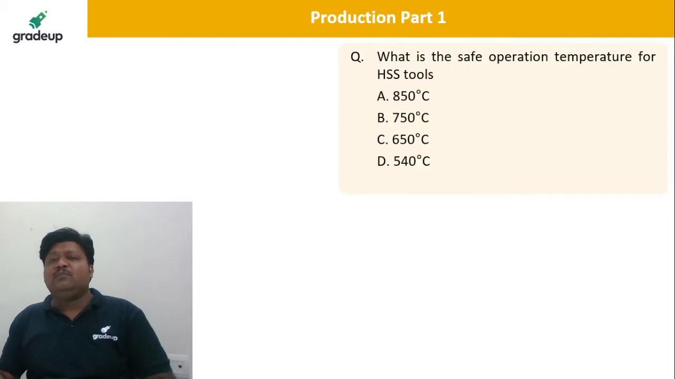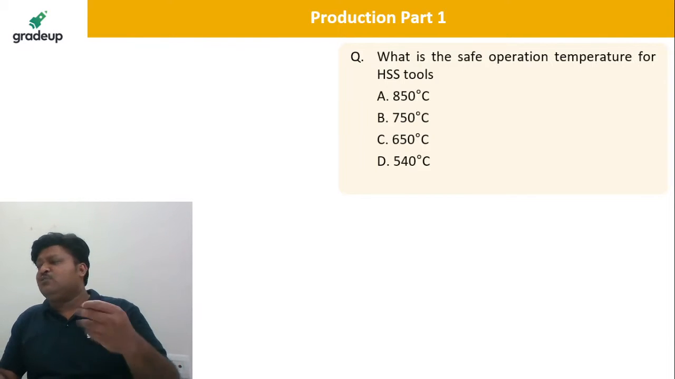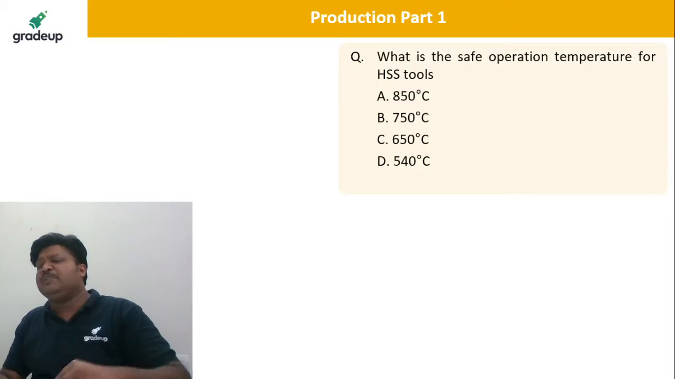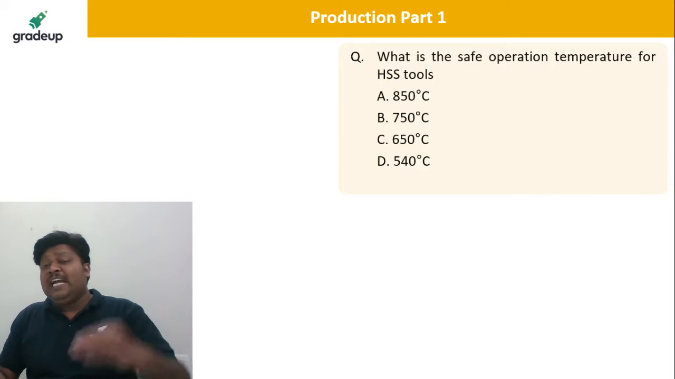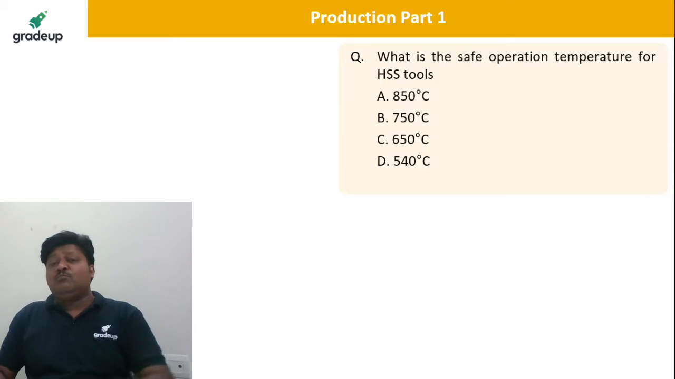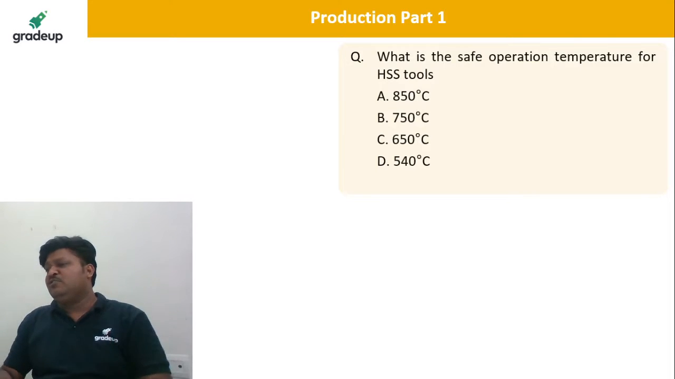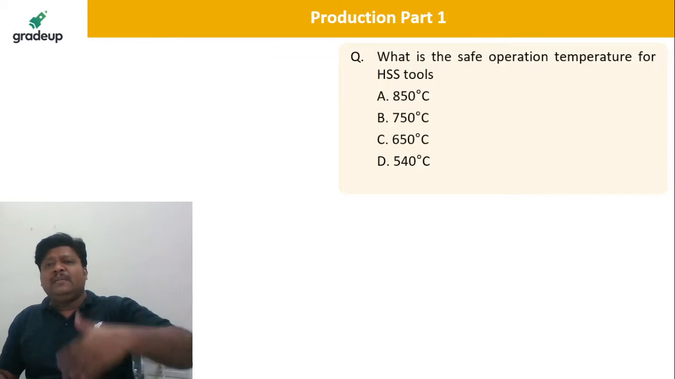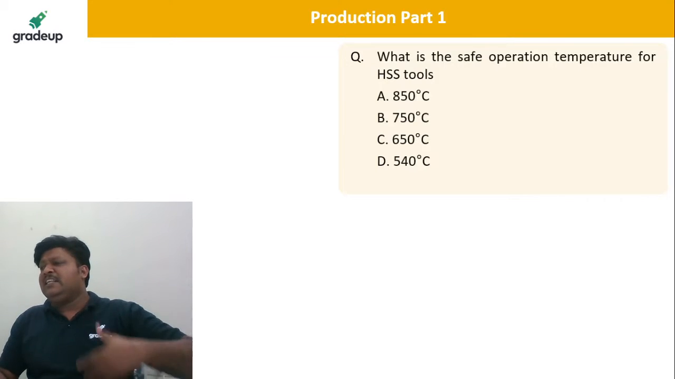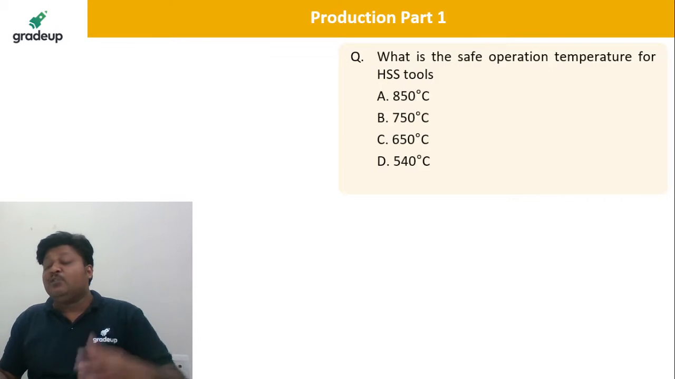Say for the high carbon steel you can use up to 250 to 260 degrees centigrade, HSS 650, stellite 800, diamond you can go up to 2000. More than that, if you can use it, no issues. Ceramics you can use up to 1200, okay, like that, up to 1500 also.